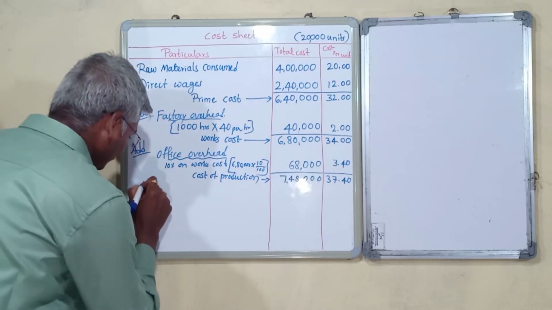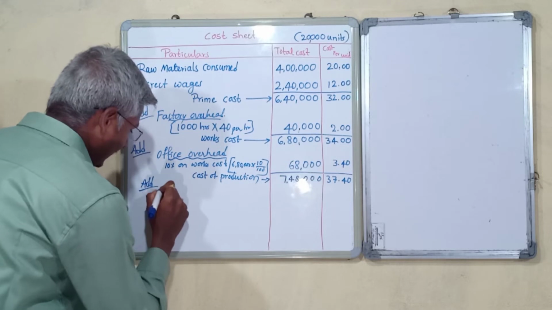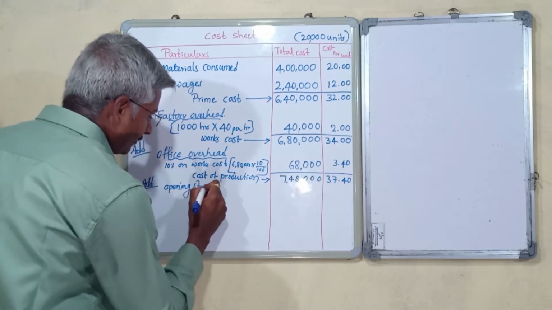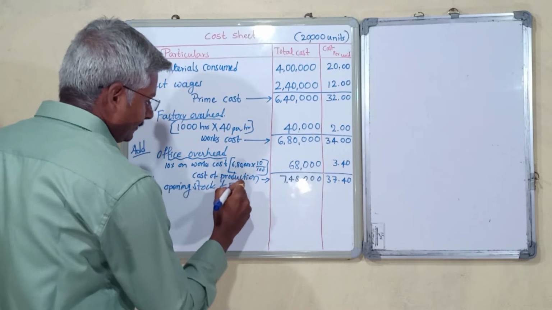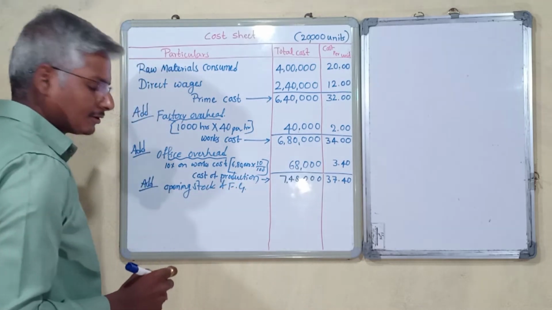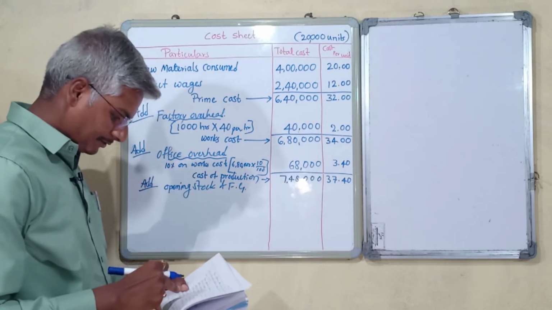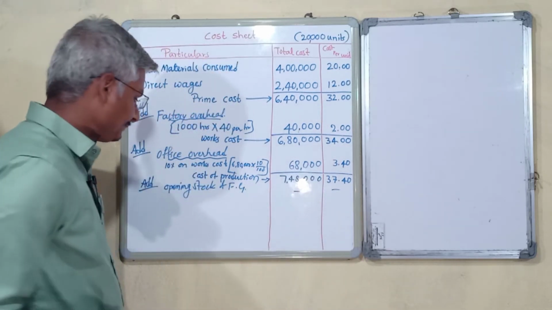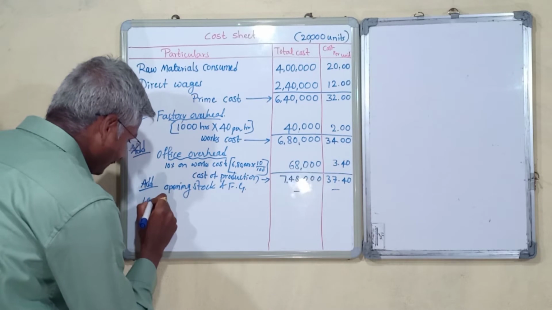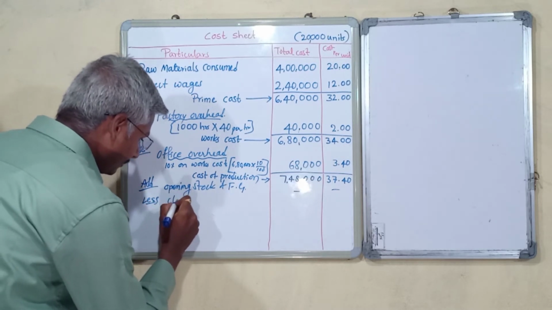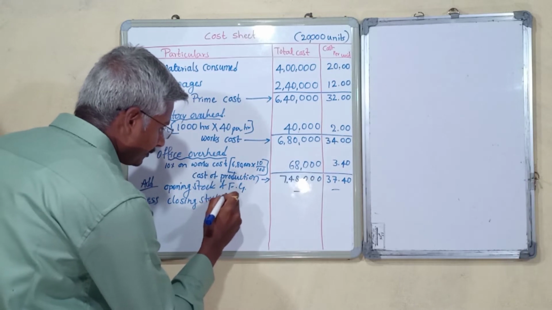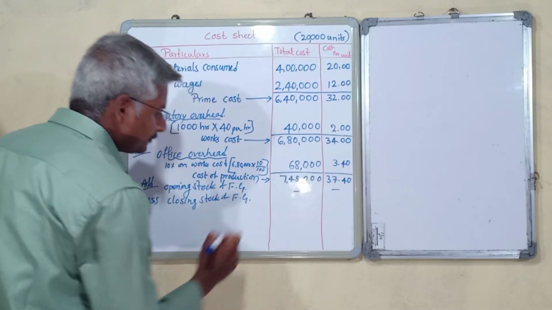So here we add opening stock of finished goods. Opening stock of finished goods they have not mentioned in the problem, so we treat it as nil. Then we need to deduct closing stock of finished goods.